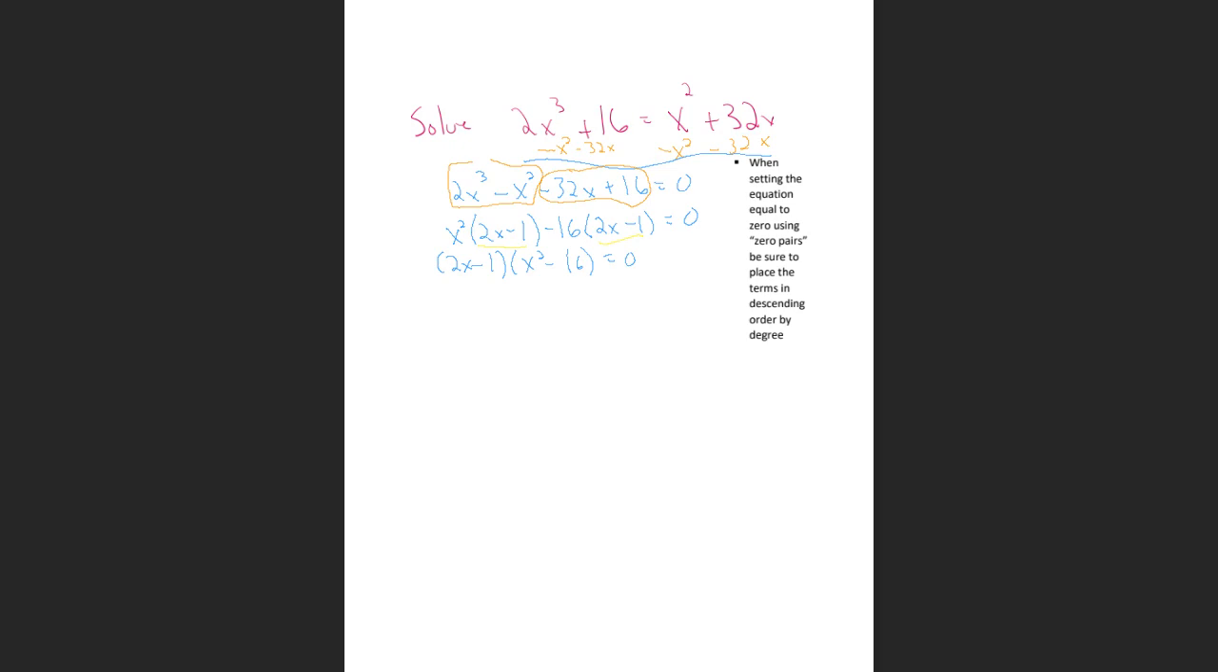But x squared minus 16 is still factorable, so we're not quite done factoring just yet. So this 2x minus 1, we can bring it down. It's done. There's nothing else to do there. Since that 16 is a perfect square, 4 times 4, we know that's going to be x minus 4 times x plus 4. So then we just set each one of those equal to 0.